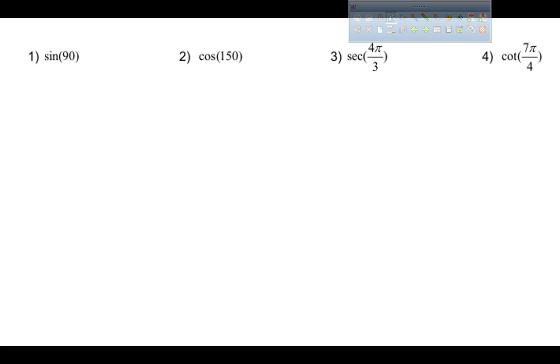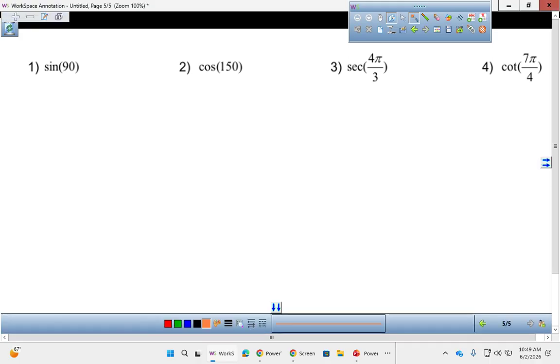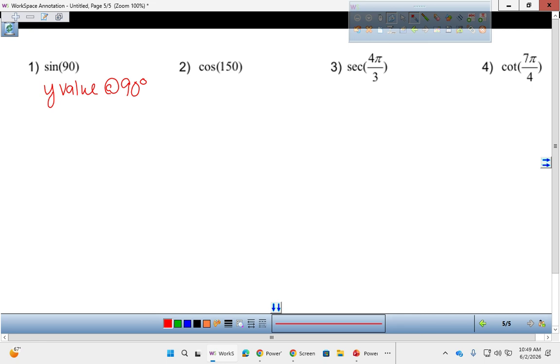So I give you the angle, you give me the coordinate. Here's how I do it. Sine of 90 degrees. I look at your unit circle and go to the angle at 90 degrees. You're looking at the coordinate point. In terms of sine, sine is the y value at 90 degrees. So look at the coordinate at 90 degrees. What's the y value? 1. So the answer to this question is just 1. I give you the angle, you give me the coordinate.